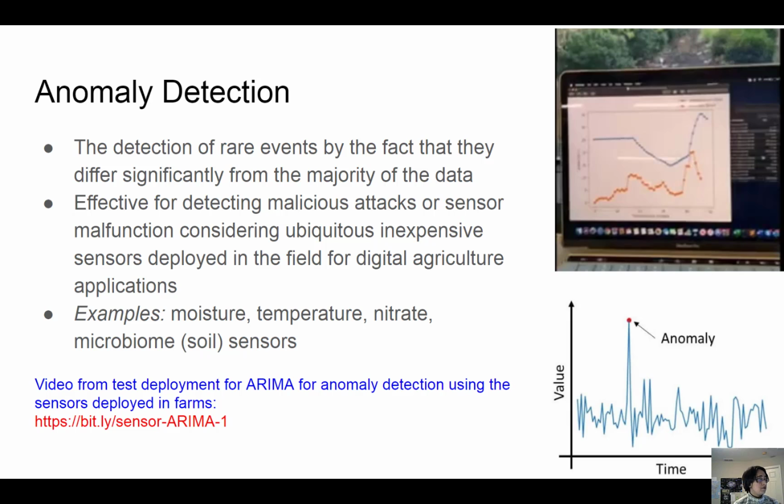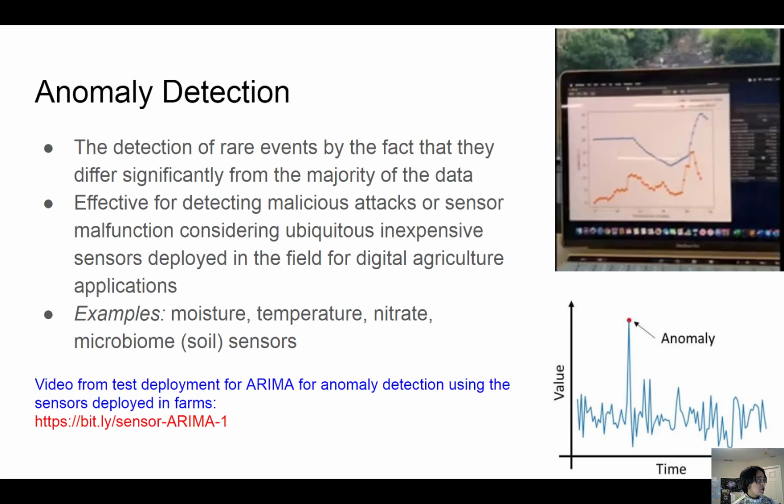Now, the first little algorithm snapshot that I'll give you is on anomaly detection. Anomaly detection is essentially an algorithm that detects rare events by the fact that these events differ significantly from the majority of the data, and they are effective for detecting sensor health. In other cases it might also tell you if there is a malicious attack on the sensor because of which the sensor is malfunctioning.